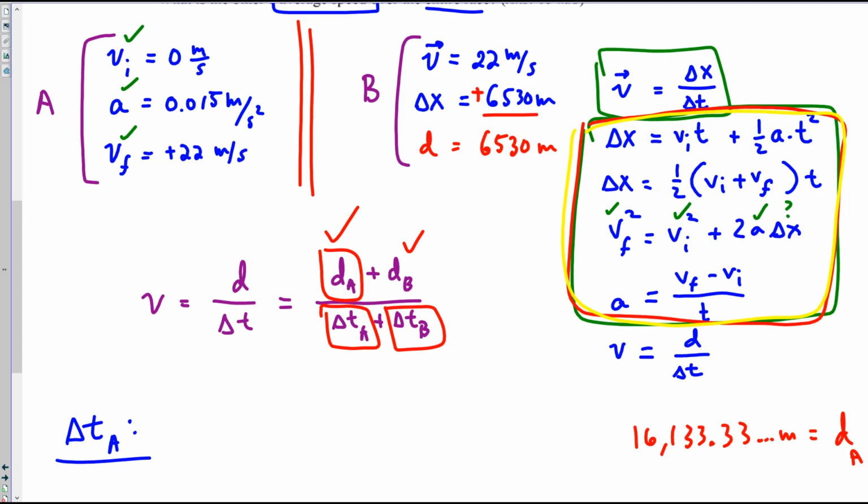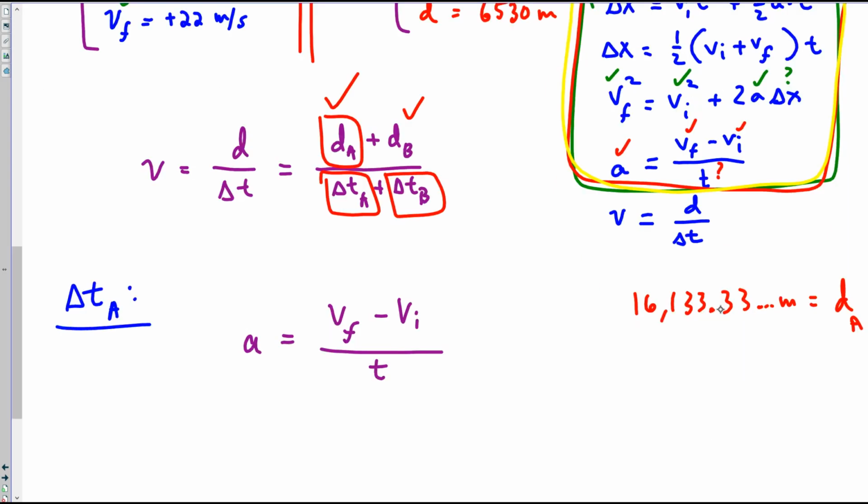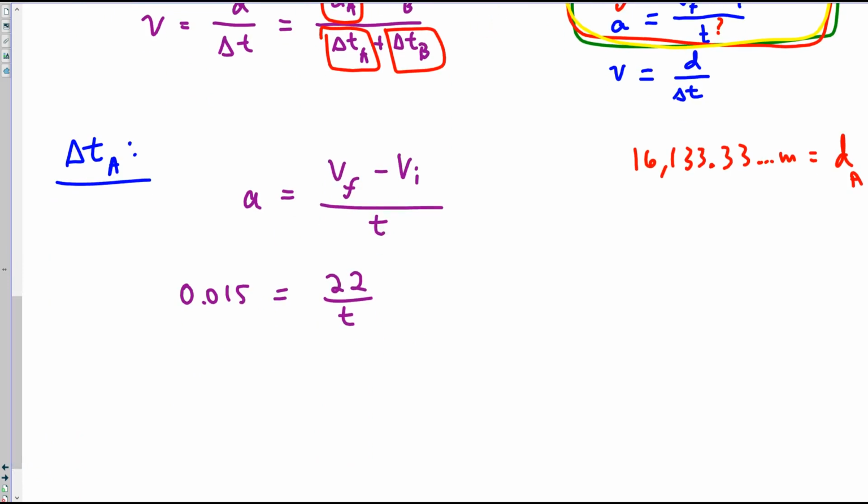Now, if I'm looking for time, let's see, I know the acceleration, I know VI and VF, so I'll solve for time using this equation. There it is. My acceleration is 0.015. My final velocity is 22. I could subtract 0, but I'll just get 22, and I'm dividing by time. Careful now, don't divide by 22. Why not? Well, yeah, you'll cancel out the 22s, but time is in the denominator. We need it in the numerator when we solve.